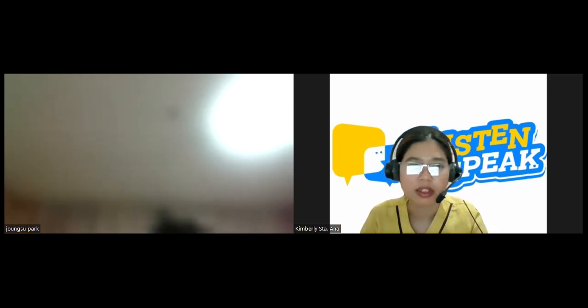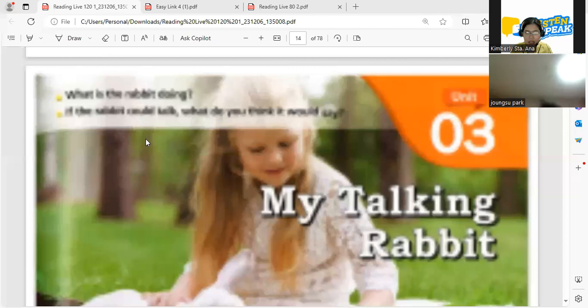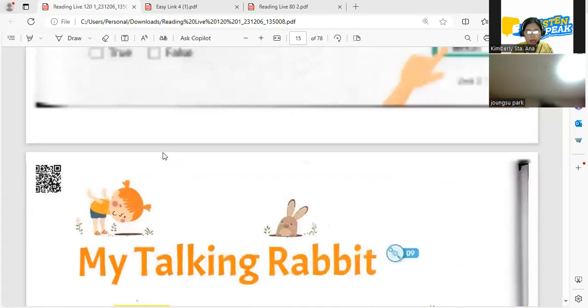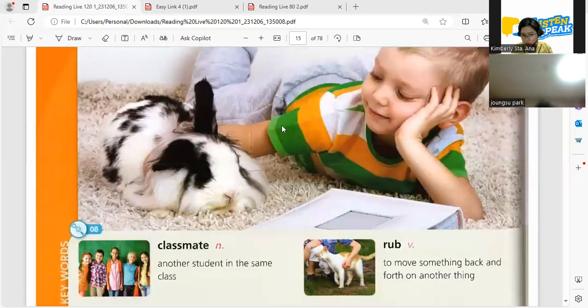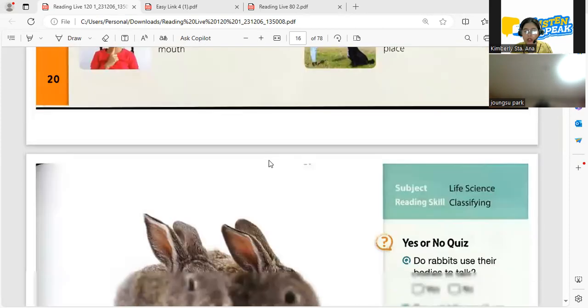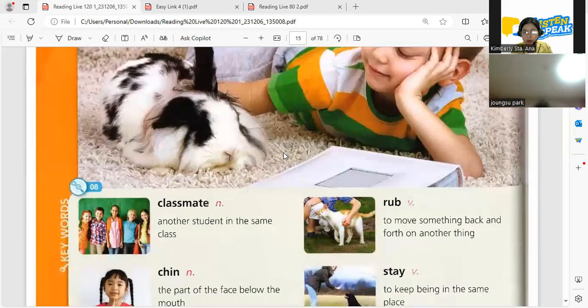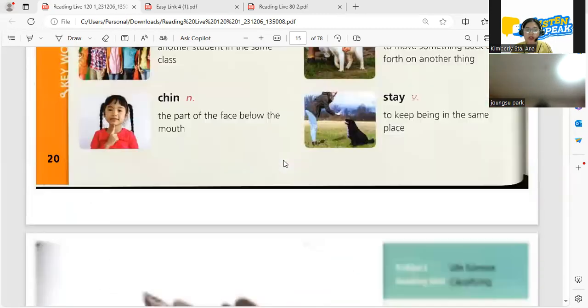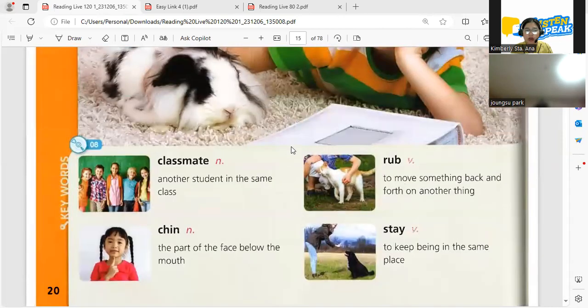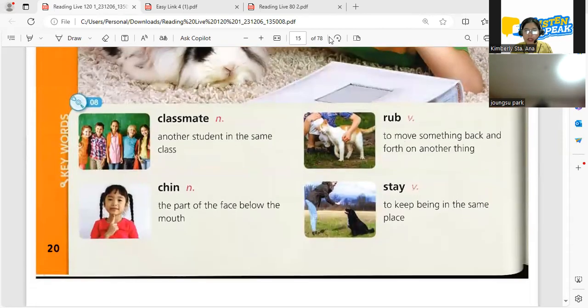Okay, so last time we talked about words here about our new story. So we learned some new words. We will read it one more time, okay? So what is the first word here? Let's have a quick review. What is this?